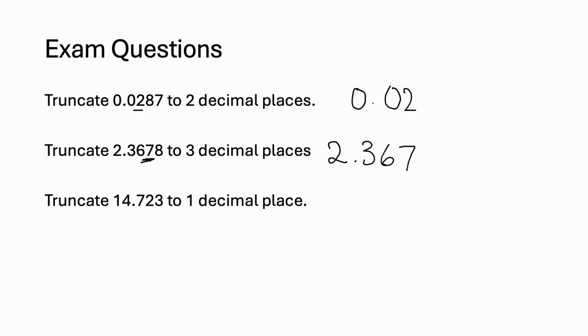Truncate 14.723 to 1 decimal place. Look at our first decimal place, which is a 7. Don't really care what number is next to it because we're essentially cutting it off. So we get an answer of 14.7.